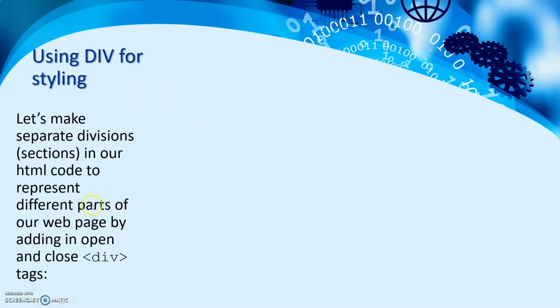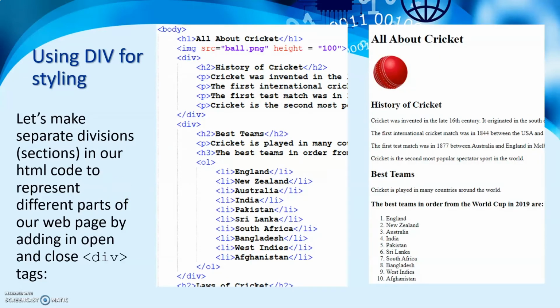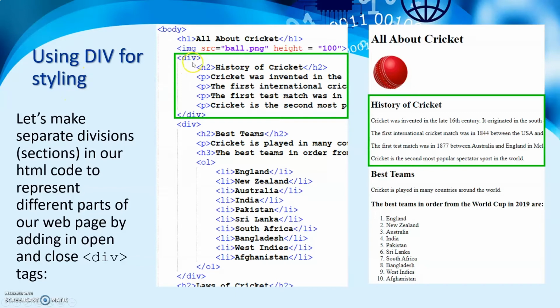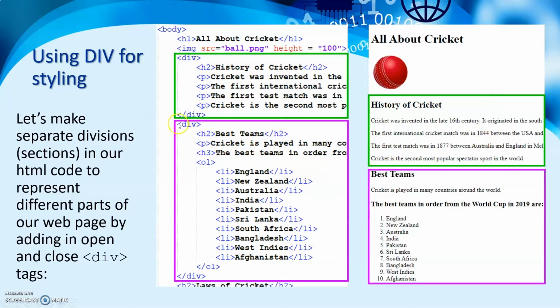Okay? So if you want to use div for styling, what we're going to do is we're going to make some separate divisions or sections in our HTML code to represent different parts of our web page by adding in open and closed div tags. So here's our Cricut web page from a couple of weeks ago now, and I've decided that it'd be quite cool to put an open div here and a closed div here around about this history of Cricut part. So that's this section of the web page. Also think it'd be pretty good to have a div, so an open div and a closed div, all about this bit about the teams, the best teams, and then that means that this section of my web page could have some styling applied to it.